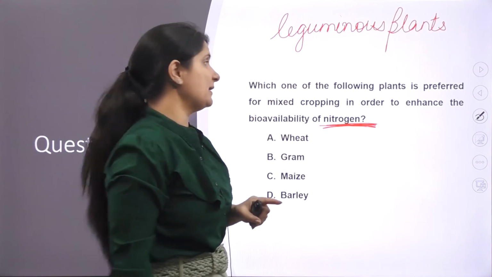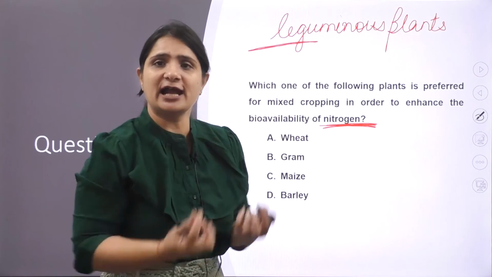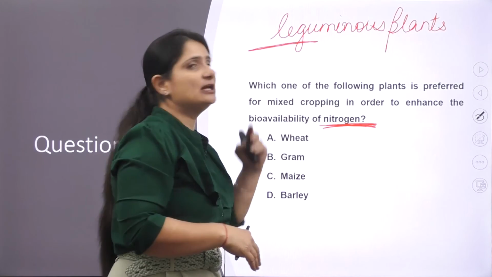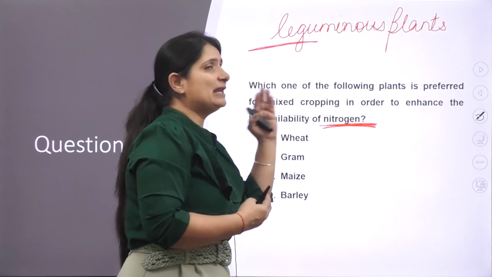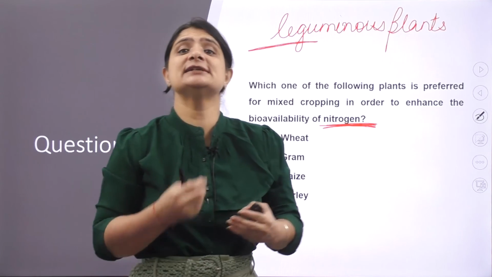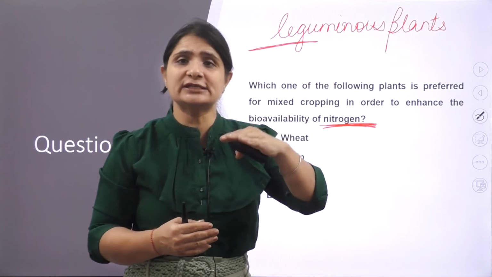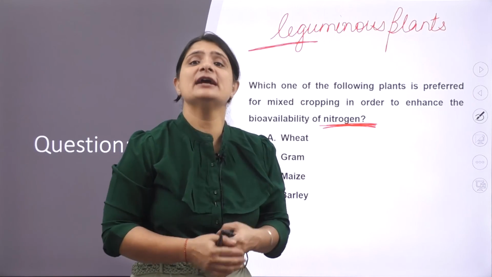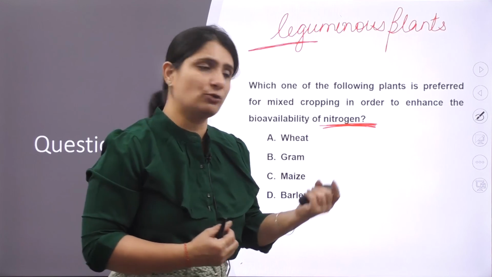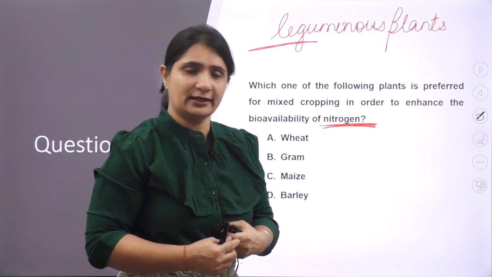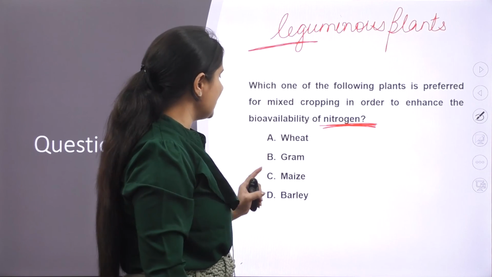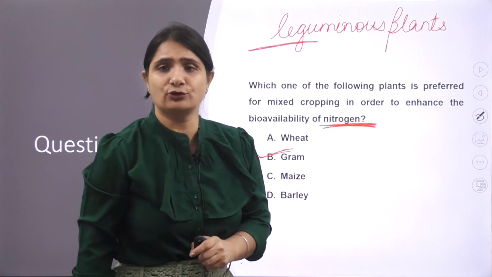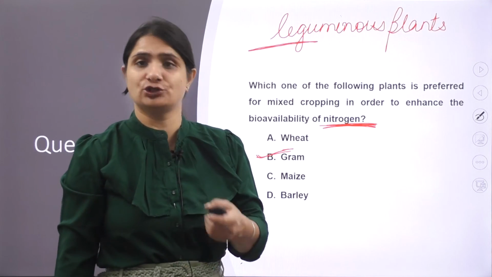So the nitrogen fixing bacteria present in the roots of leguminous plants trap the atmospheric nitrogen and convert it to nitrogenous compounds, which are in turn used by the plants. I repeat it again. All leguminous plants or legumes, dals, pulses, gram, are leguminous plants. Inside their roots, nitrogen fixing bacteria like Rhizobium are present. They convert the atmospheric nitrogen to nitrogenous compounds, and the plant uses these nitrogenous compounds, right? So here we have wheat, gram, maize and barley. Gram is the plant which is preferred for mixed cropping because it helps to enhance the nitrogen level. Nitrogen compounds are provided for the plants for their growth.